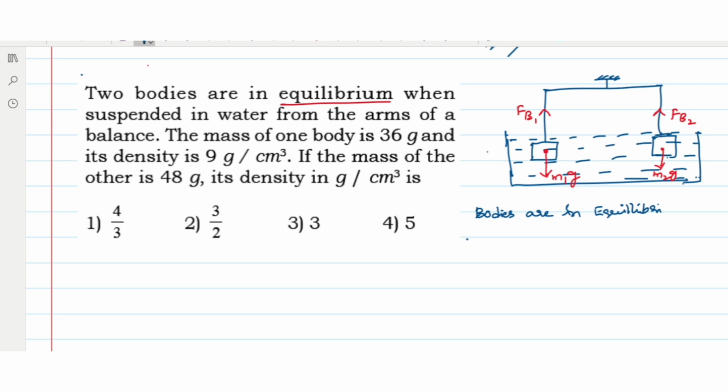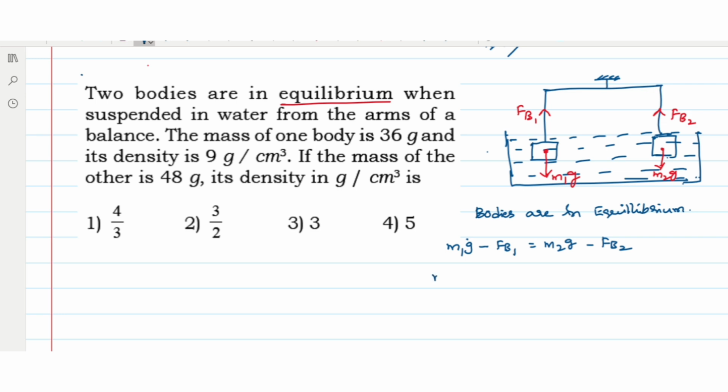When the bodies are in equilibrium, take the first body. What is the net force on the first body, which will be equivalent to the net force acting on the second body? The net force acting on the first body is m1g acting downward, and the buoyancy force acts upwards. Whereas on the second body, the net force is m2g acting downwards, minus the buoyancy force acting upwards.